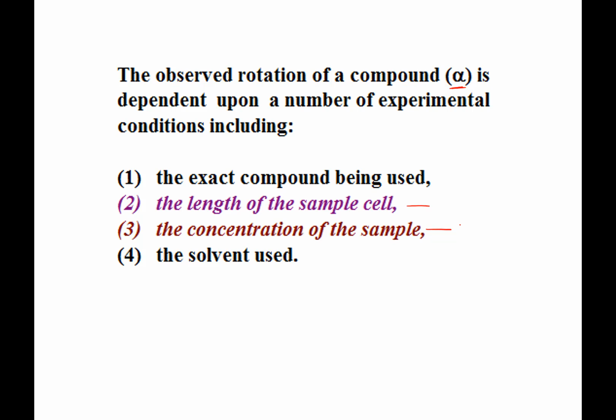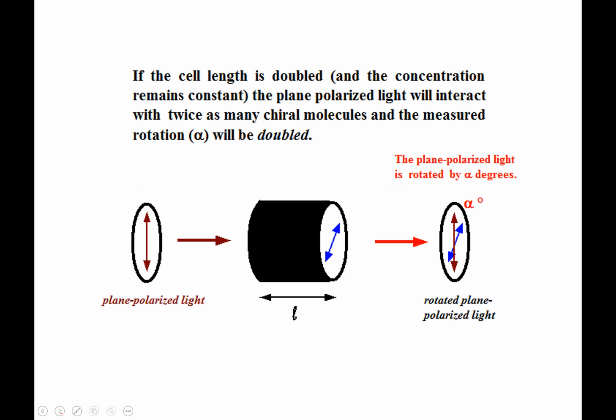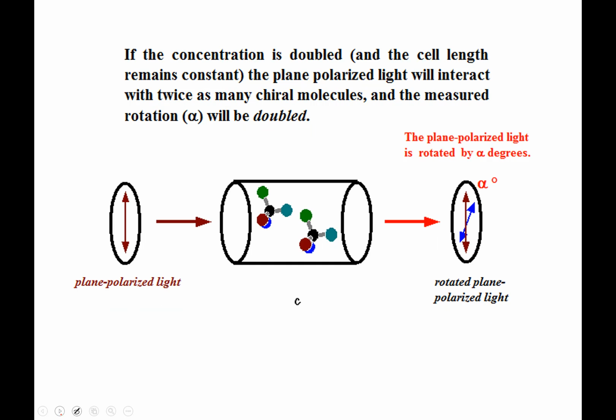But I can't do that if somebody uses a 10 centimeter cell and somebody else uses a 20 centimeter cell. And I can't do it if somebody uses one concentration and another uses a different one. So what we do is we basically create a formula that will help us. Basically, if you double the cell length, you're going to double the amount of rotation. And if you double the concentration, you would see double the amount of rotation as well.